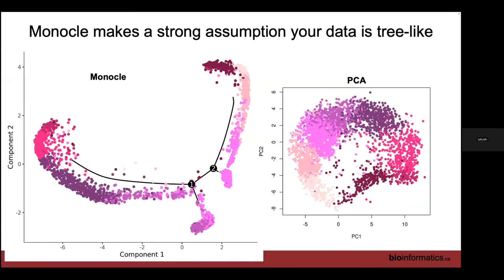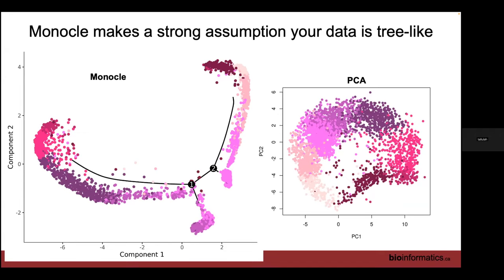So here's Monocle, because someone mentioned Monocle in the Slack channel yesterday. Here you can see the data in PCA space and what happens when you run Monocle on that data. This data is from a malaria parasite that has a cyclical life cycle in the human blood. So you can see the nice circle in PCA for all the different stages of this life cycle. And you can see what Monocle did to it.